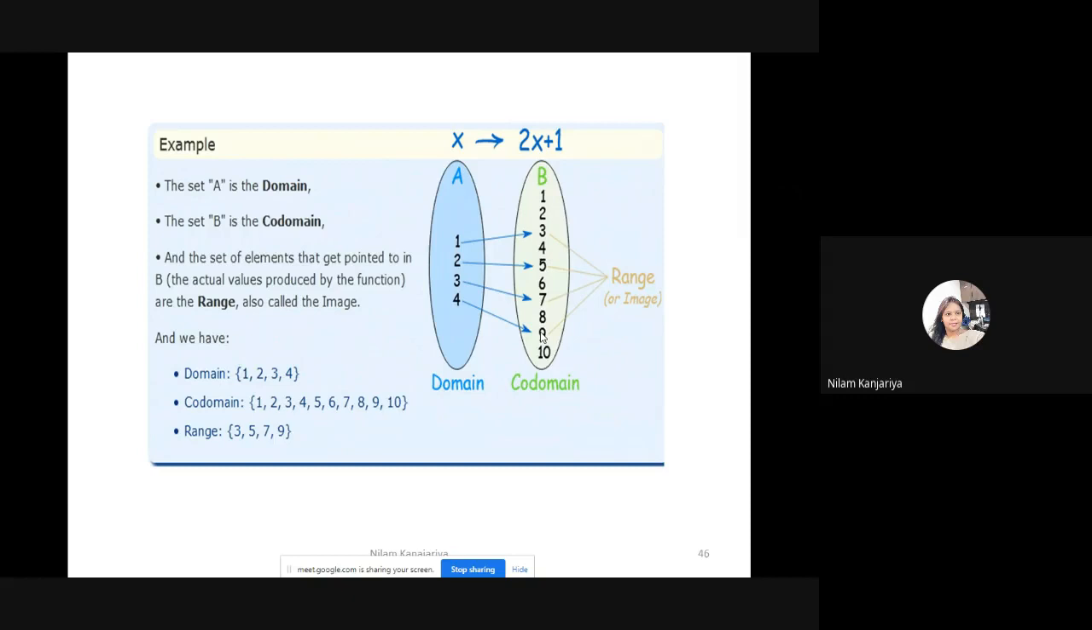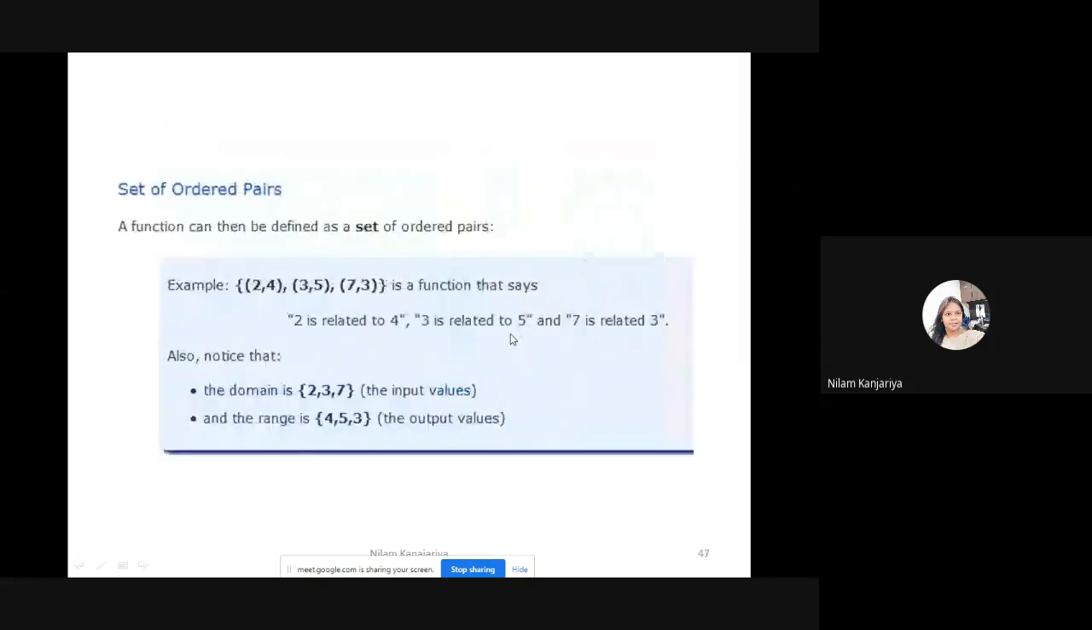Do you understand the range? Understand what I am saying? What is the range? The collection of set B which is related with A. Do not put the values 1 and 2, because 1 and 2 are not making any relation with A. So this is the definition of the range of a function.